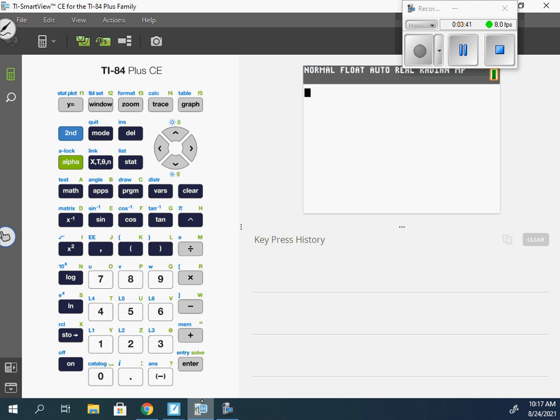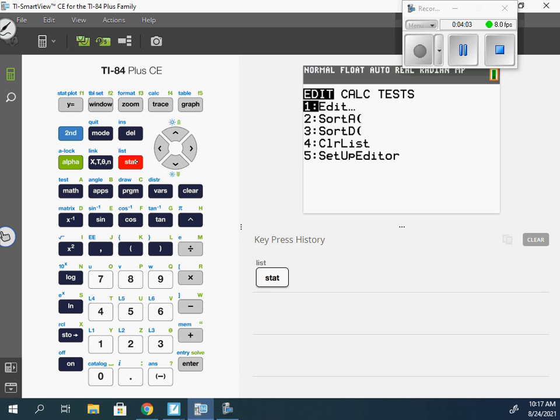Now the first thing we want to do, because we have femur length and overall height, is see if there is a correlation between the person's femur length and their overall height. Now we want to use a linear regression to calculate how this would work. To do that, the first thing we're going to do is hit stat. So there's a STAT button after you turn it on. So hit it, and we want to hit enter for edit.